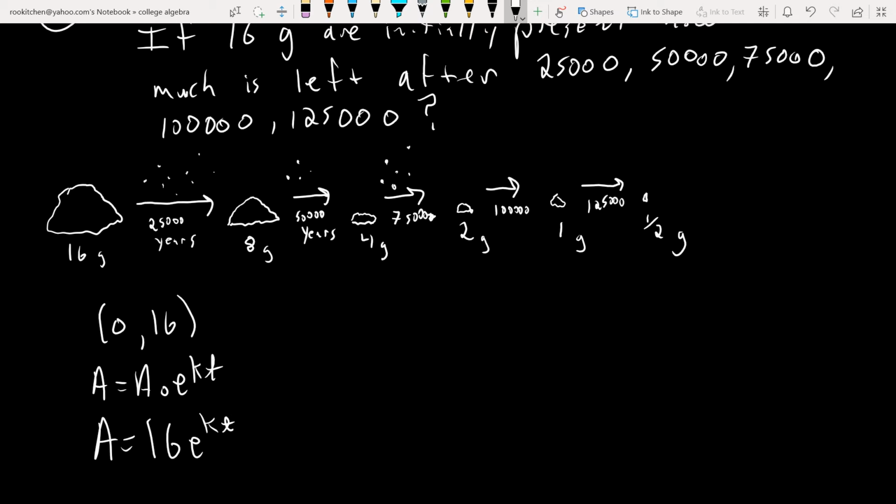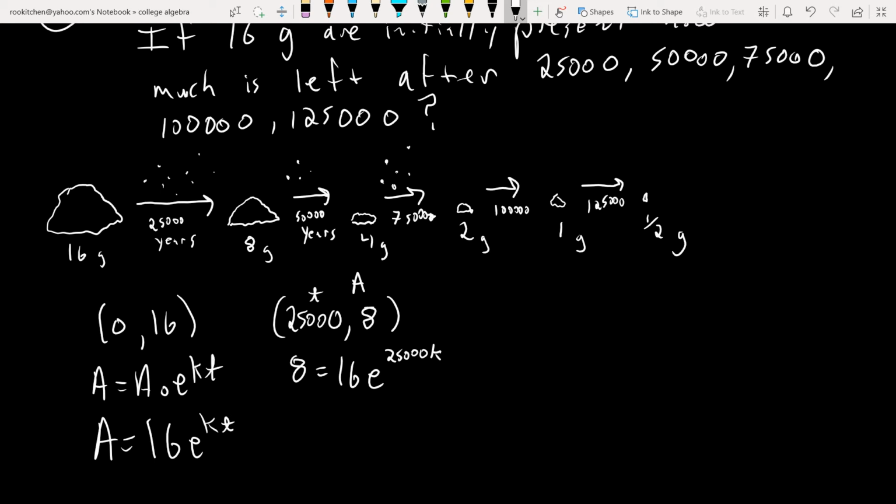Well, it is giving you a time, right? It's saying in 25,000 years, half the original amount will be left. So in 25,000 years, you only have 8 grams left. So you basically get another ordered pair that'll allow you to solve for that other unknown, the k value. Make sure you put the numbers in the right place. This is t, this is A. So A is 8. On the other side, you have 16 e to the 25,000 times k, and then you could solve this equation for k.